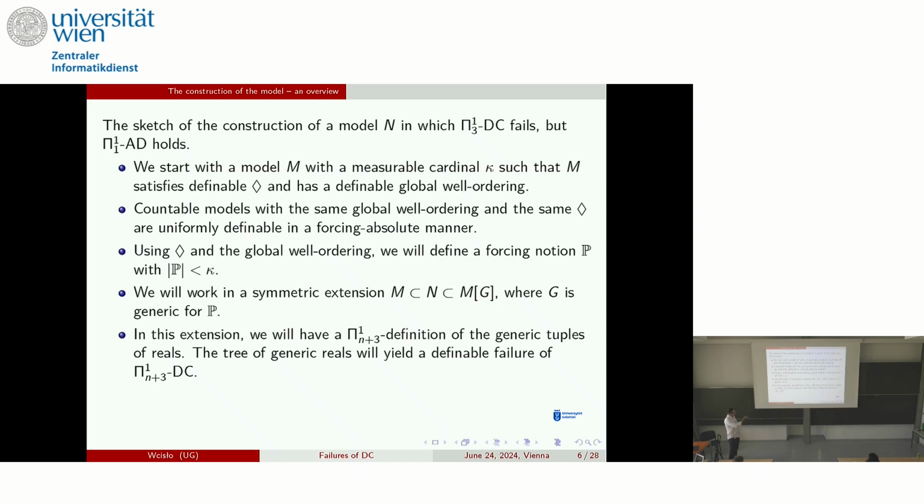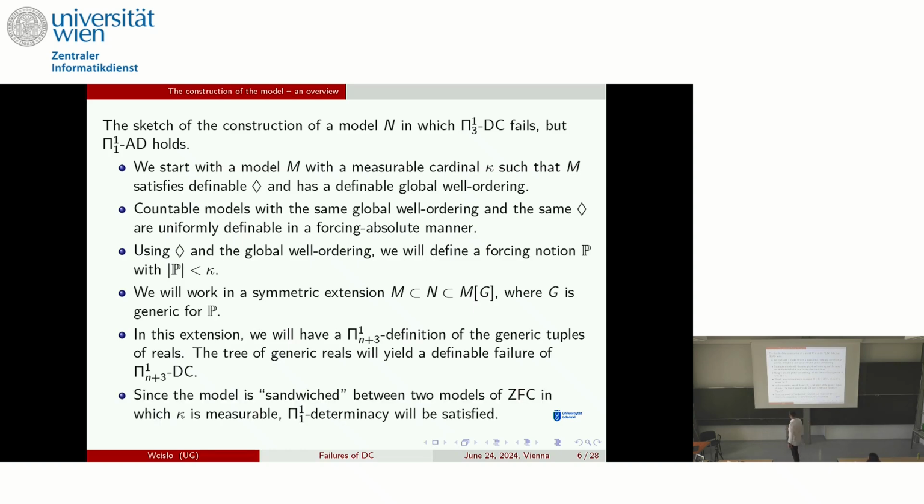And now, since the forcing was small, this intermediate model of a small forcing extension will be able to show that enough determinacy still holds in between. In this case, enough determinacy means pi1 determinacy. We're working in the n equals 1 case.